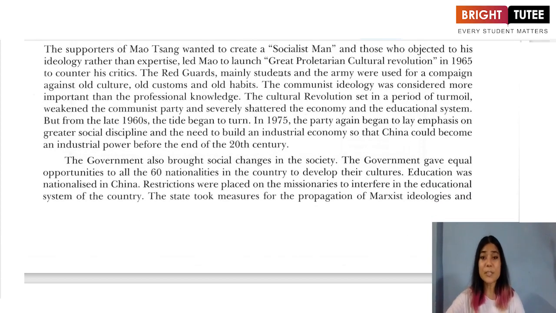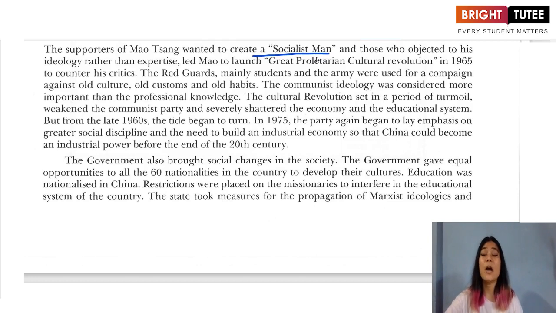Now, during this period, as these changes of transformation were brought into China for its economic development, there were various visions which were advocated or followed by different people. The supporters of Mao Zedong wanted to create a socialist country.